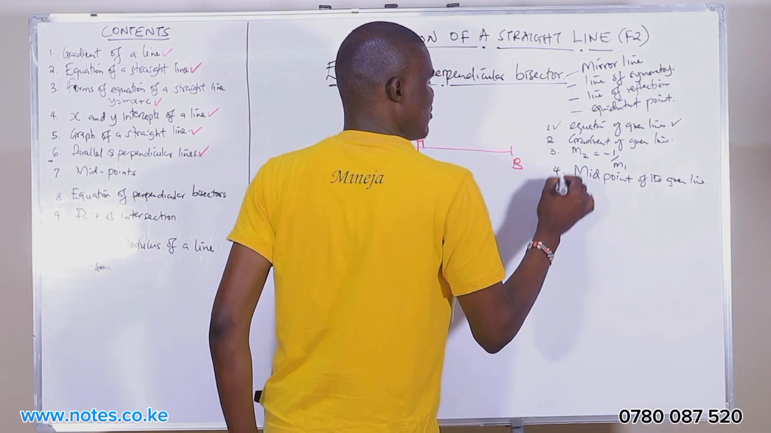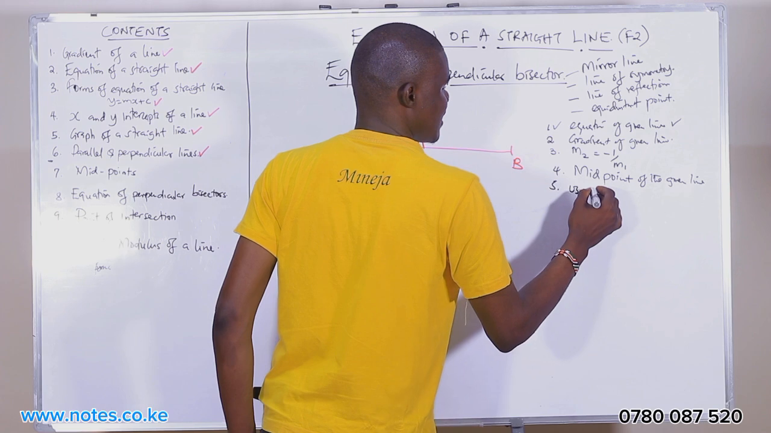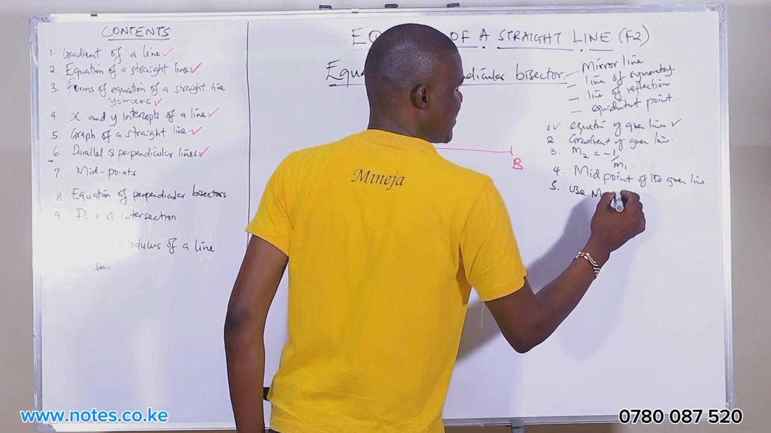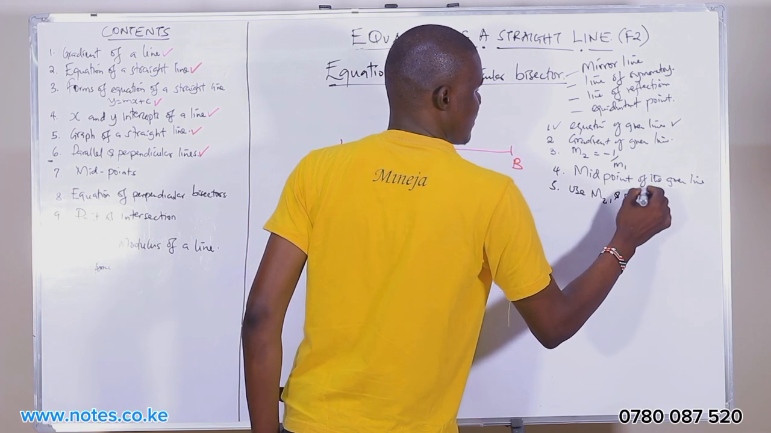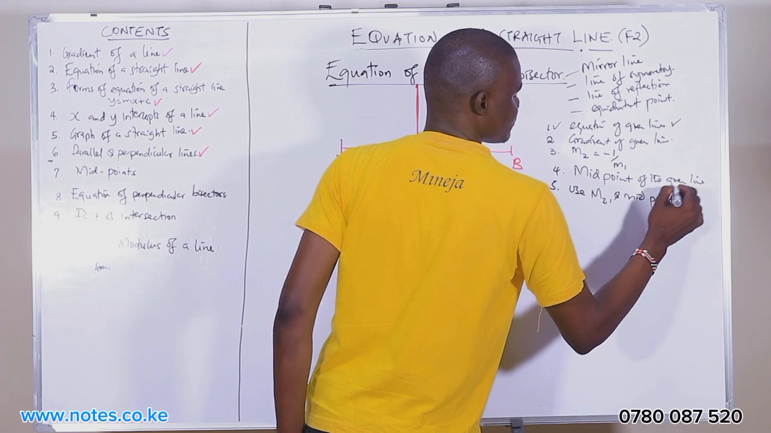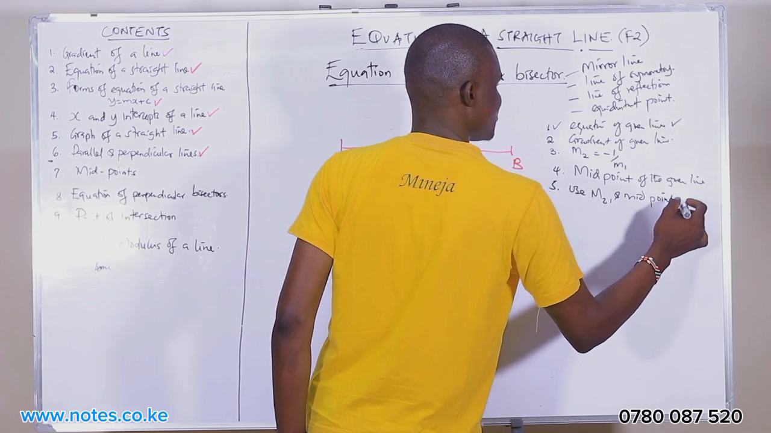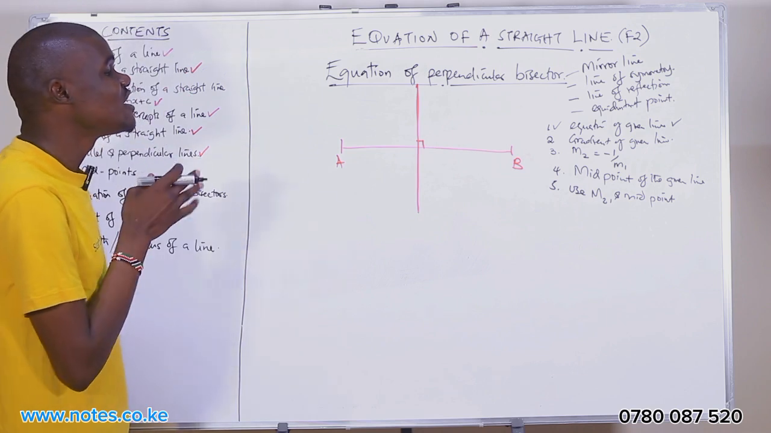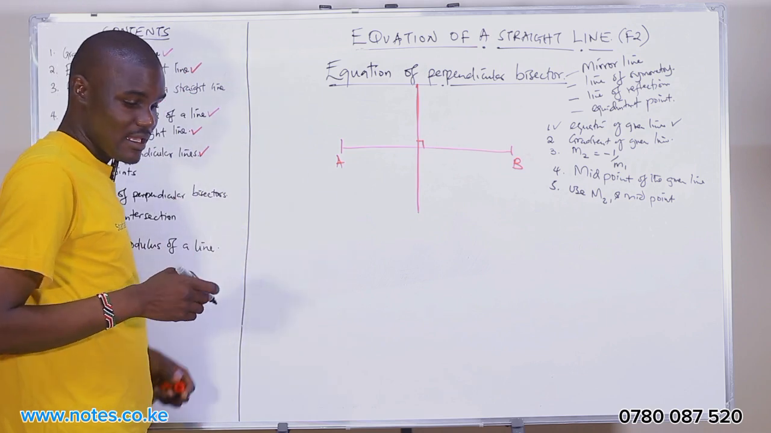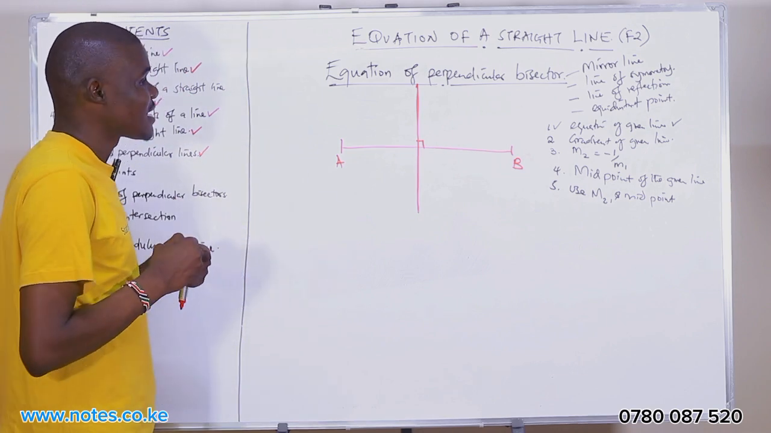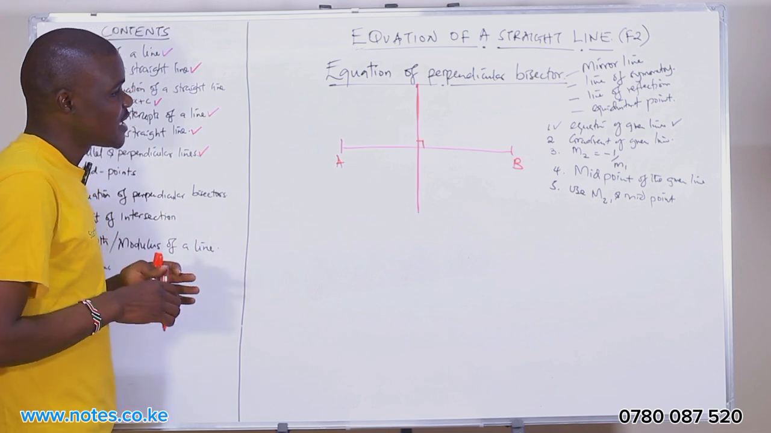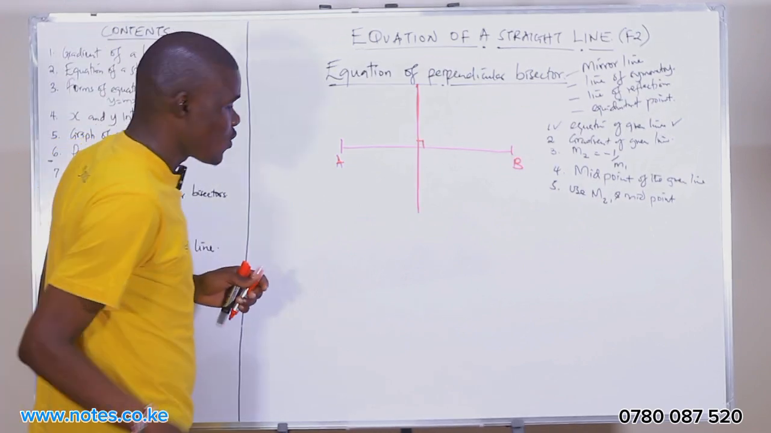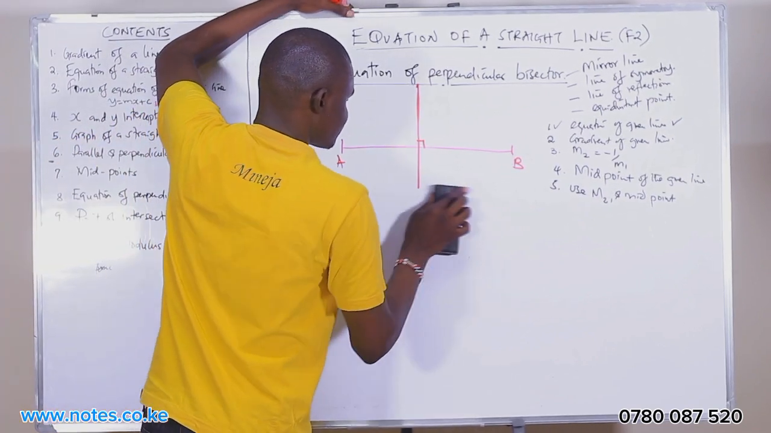Then you will now be required to use M2 and the midpoint to get the equation of the perpendicular bisector. As you can see, it is very much involving. That is why it is accorded very many marks. So let me give you an example so that you understand what we mean.